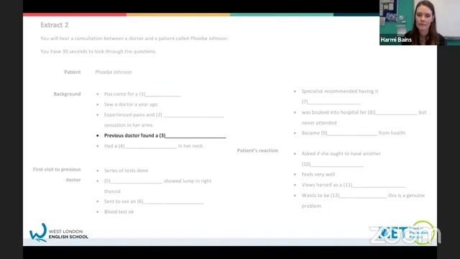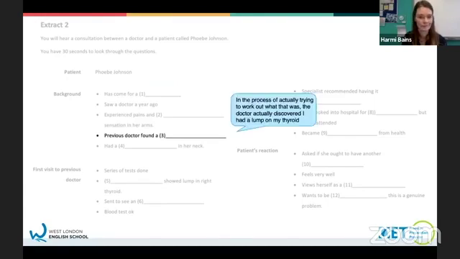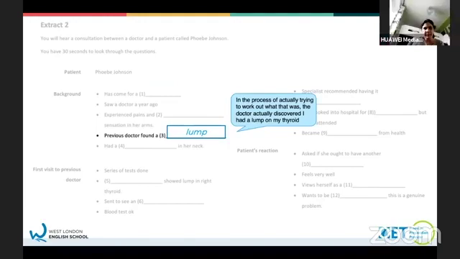Number 3. Lump. Yeah. So the doctor actually discovered I had a lump in my thyroid. We can see those synonyms, remember, from before, discovered and found. If I put just lump, it will be all right? Yeah, just lump. When it's a word or short phrase, if one word will do, then put one word as the answer.